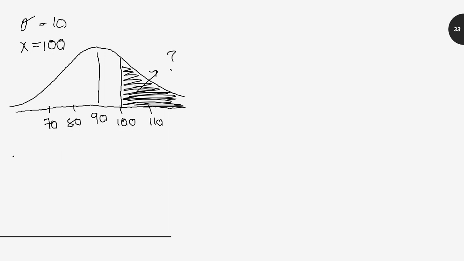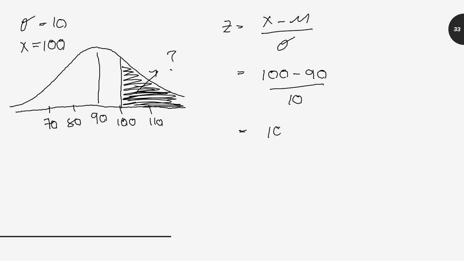O, ito pala muna mga anak. Hanapin muna natin yung value ni z. Okay? So, substitute muna natin lahat ng given. So, x minus mean all over the standard deviation. 100 minus 90 all over 10. 100 minus 90 is 10 divided by 10. The value of z is 1. So, hahanapin ngayon natin yan sa table. Okay, kung ano po ba ang probability na yan.